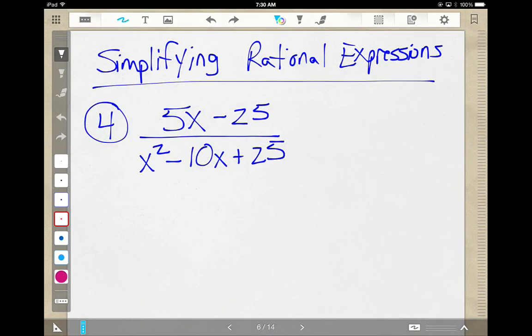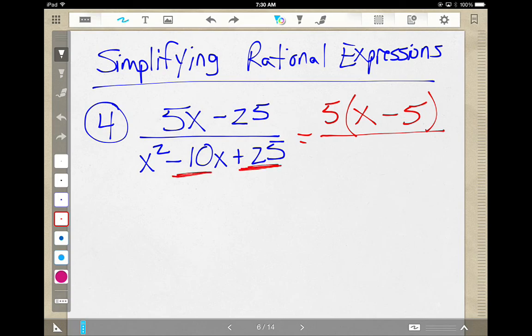Example number 4, the factoring gets harder, but the idea stays the same. In the numerator, I noticed that I have a common factor of 5. So 5 times x would give me 5x, and 5 times a negative 5 would give me minus 25. In the denominator, I've got to think what multiplies to 25 but adds up to a negative 10, and I realized that would be an x minus 5 and an x minus 5.